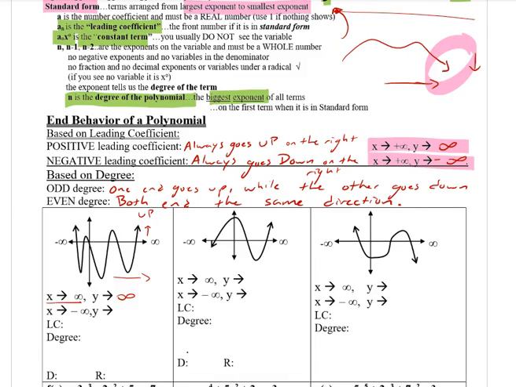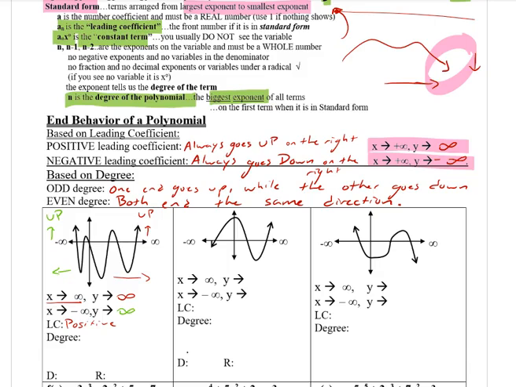Let's go with this one. As x goes to negative infinity, so as x is going to the left, where's my y going? Y is also going up. So it'll also be an infinity. My leading coefficient, because my right side is going up on the right, it's going to be positive leading coefficient. So under leading coefficient, I'm going to write positive.